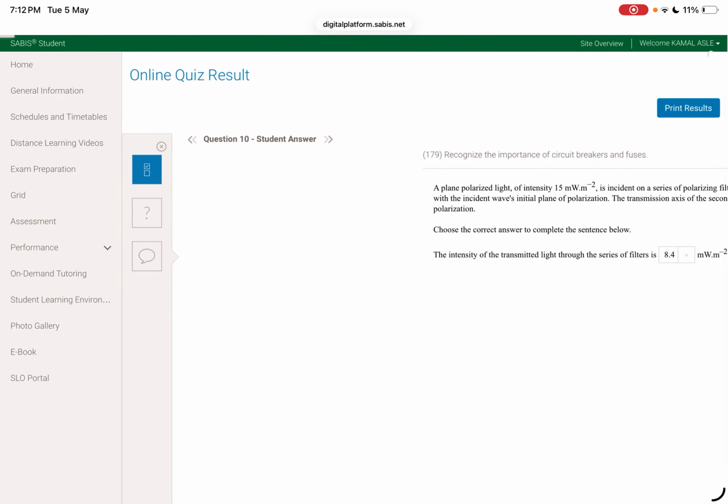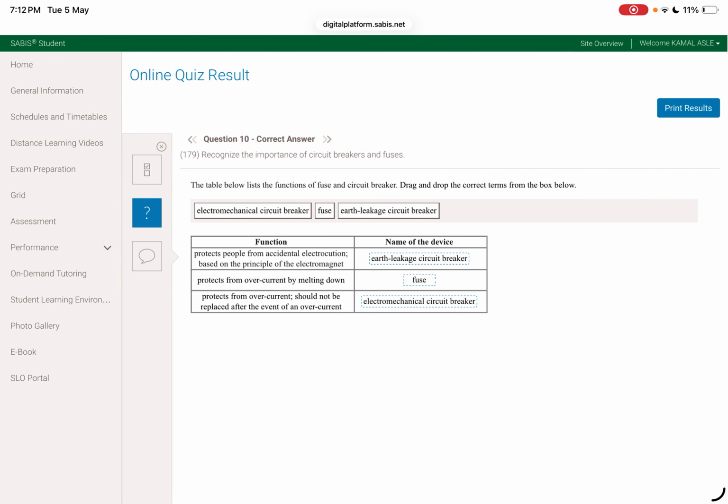Question number 10. Here you have to memorize the functions and the names of the devices. The device that protects people from accidental electrocution is the earth leakage circuit breaker. The one that protects from overcurrent by melting down is the fuse. And the one that protects from overcurrent and should not be replaced after an overcurrent event is the electromechanical circuit breaker. You have to memorize these.